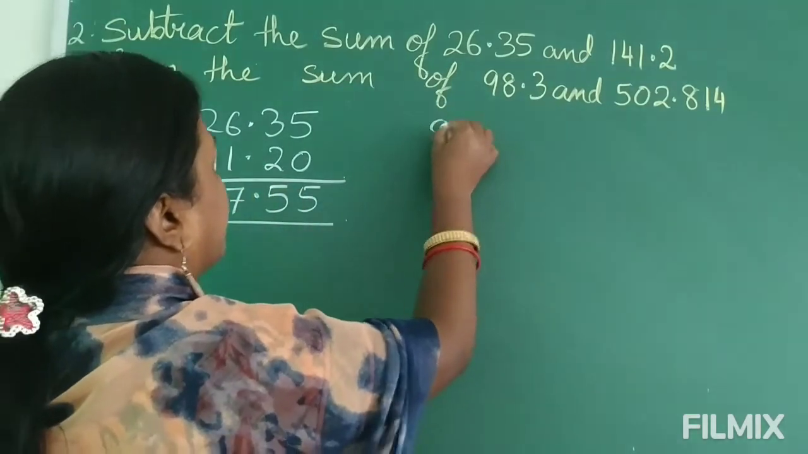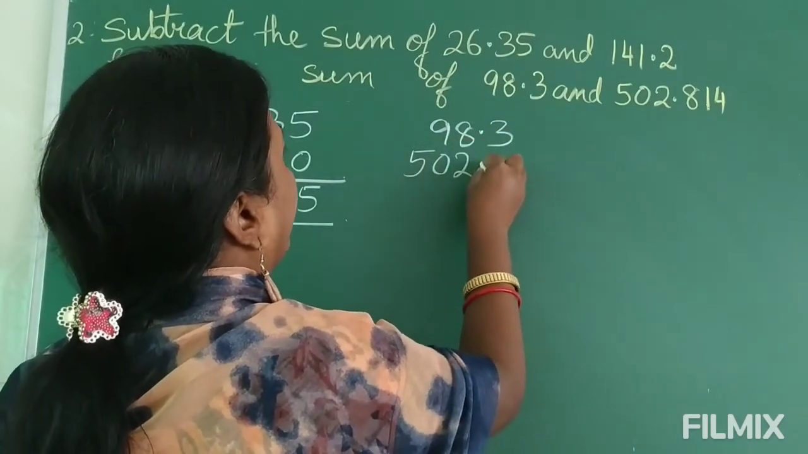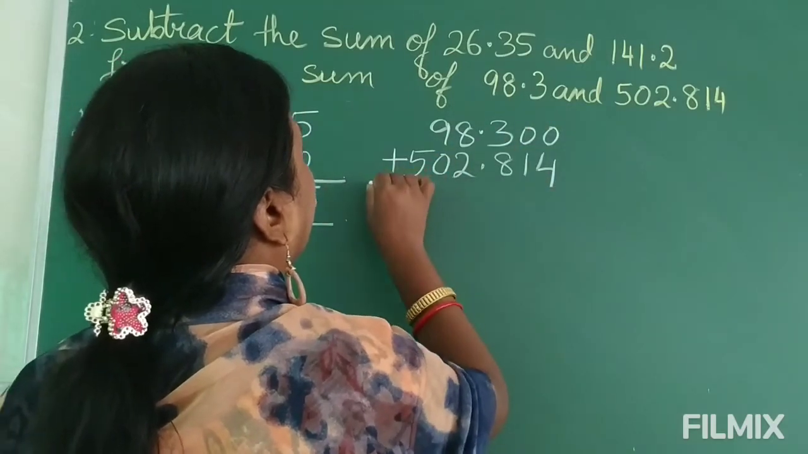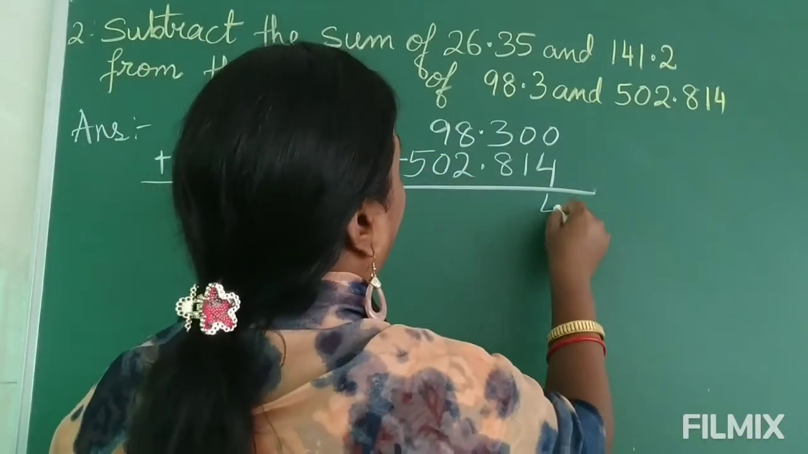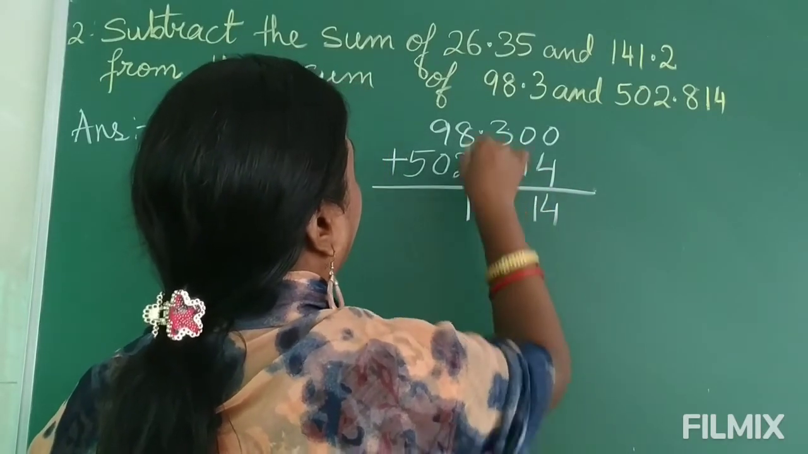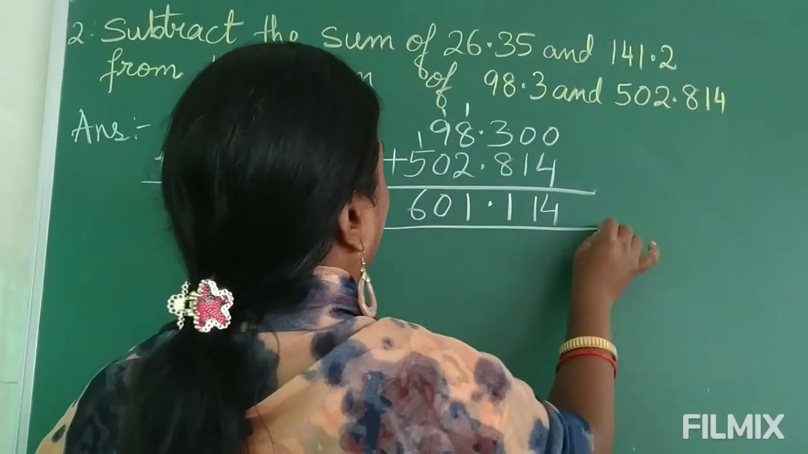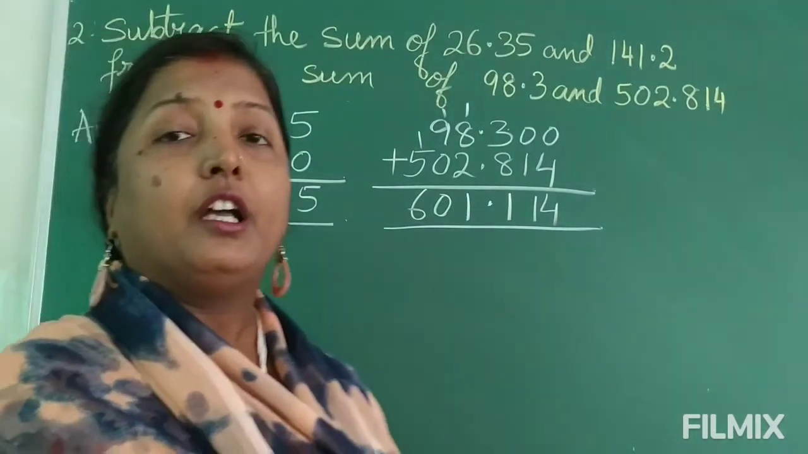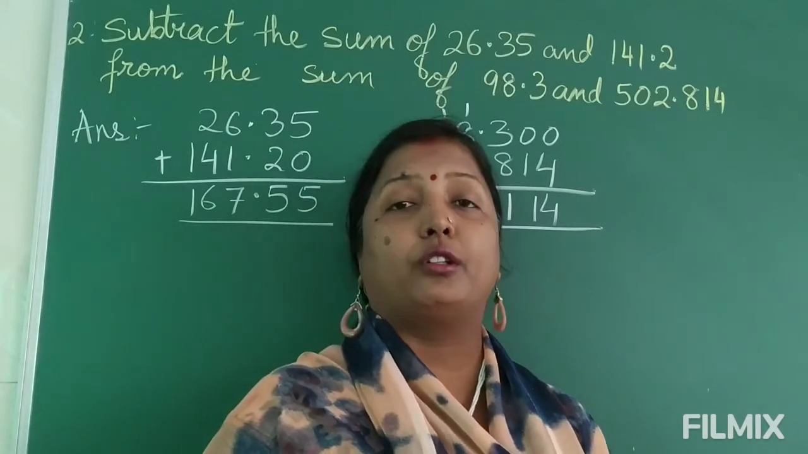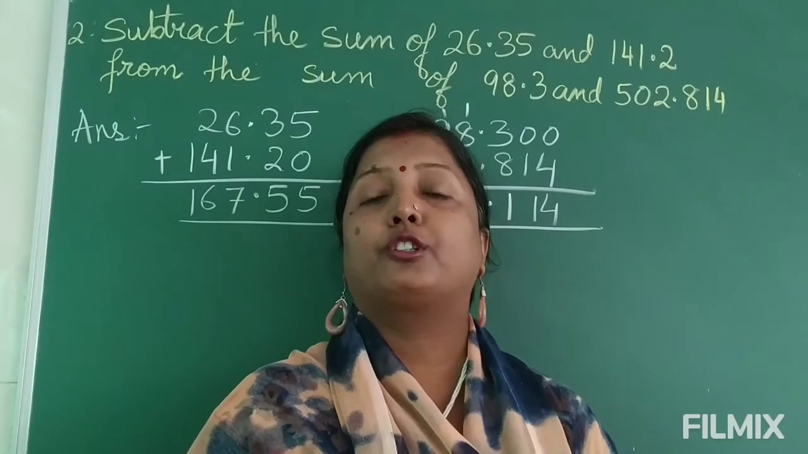Then we will go for finding out the sum of 98.3 and 502.814. So 4, 1, 8 plus 3 is 11. 10, 11 and you get 1, 10, 0, 1, 6. So we got the sum of the two numbers. Now when you have to subtract, you have to understand what should be written on the top. And as I said, the number that is after from should be written first.